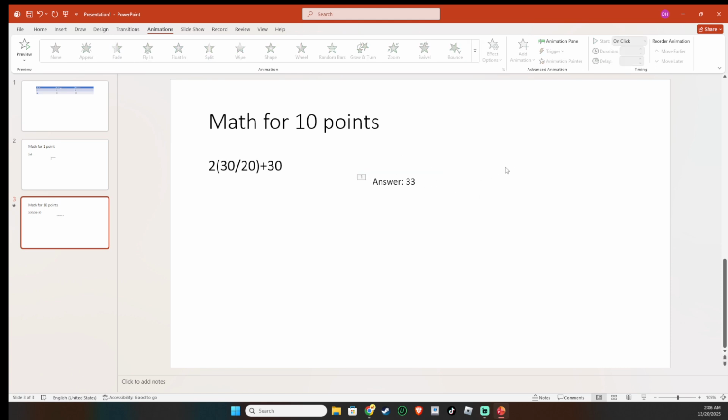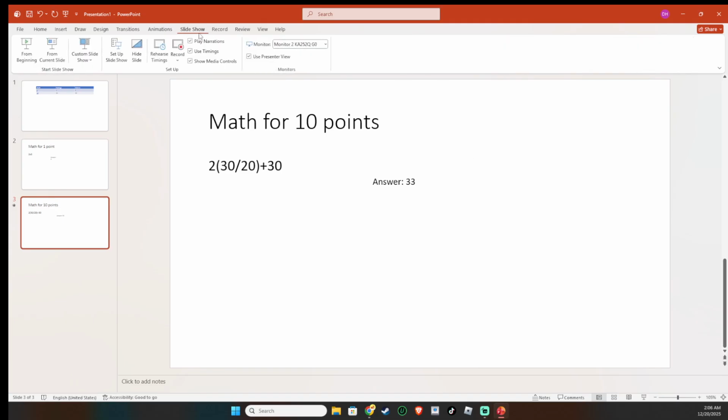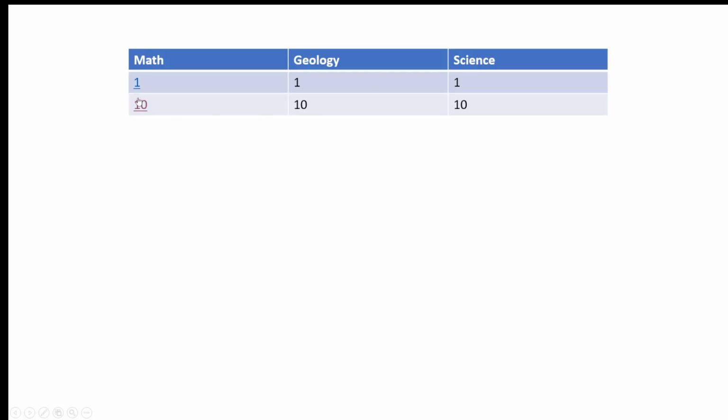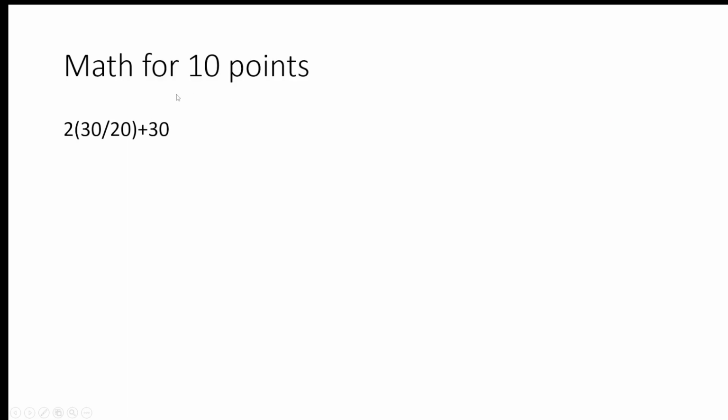When everything is set, run slideshow to test the interaction. Click the correct answer and confirm that correct appears. Click any wrong answer and check that wrong appears instead. If something doesn't show, double-check which shape you selected in the trigger list and make sure the feedback objects are truly hidden at the start.